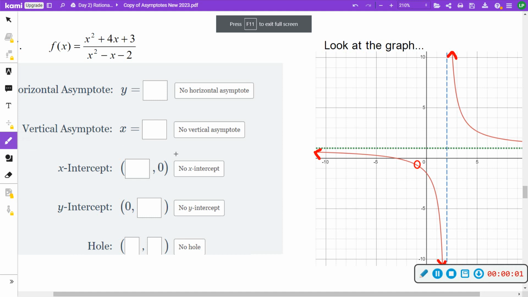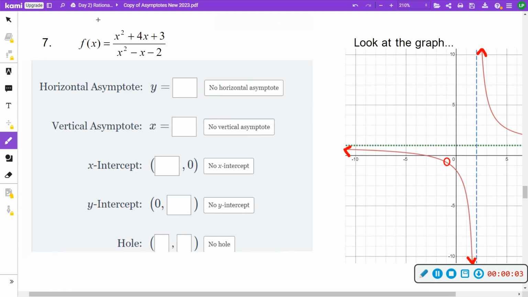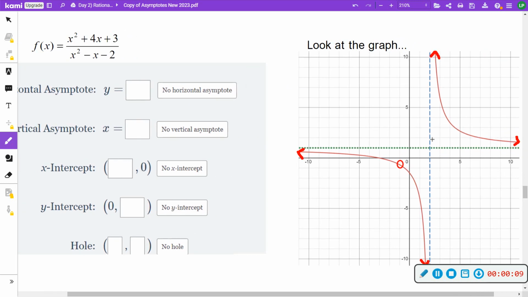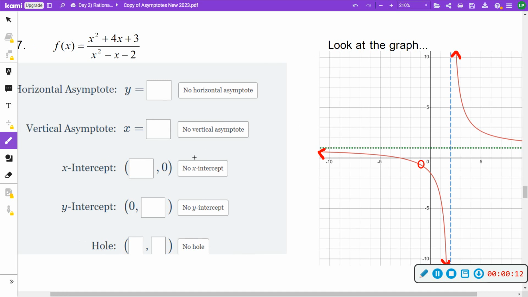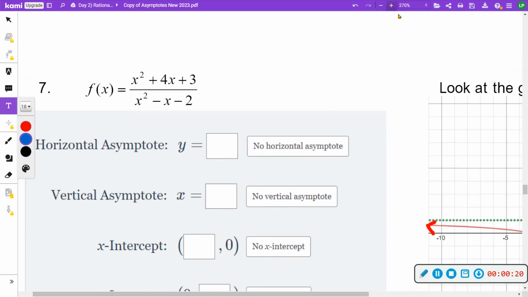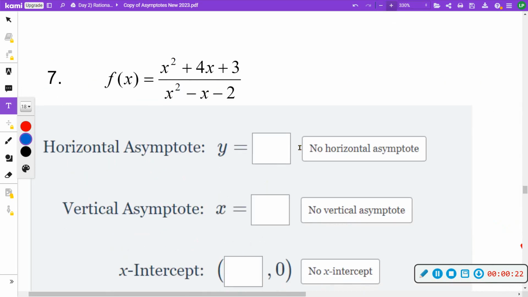All right, we are now going to work through problem number 7. I went ahead and typed that into Desmos, and this is the graph I got, so we'll use that to check our work. One thing I like to do is factor. That's probably what I need to do first, go through and factor this function.